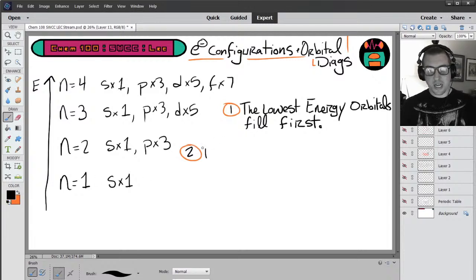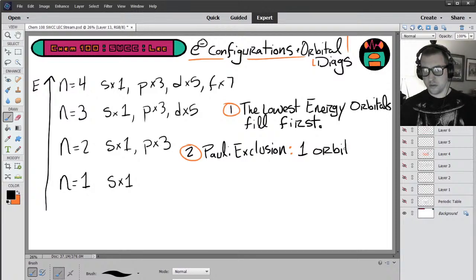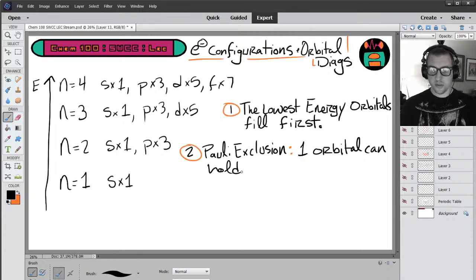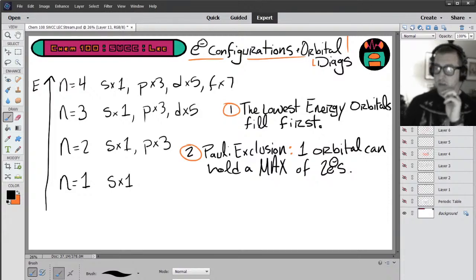The second is what's known as the Pauli exclusion principle. The Pauli exclusion principle states that one orbital can hold a maximum of 2 electrons. So 2 is the maximum number of electrons that fits in one orbital.